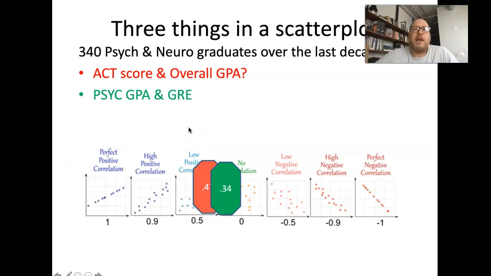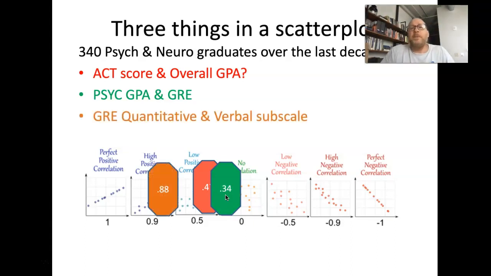Psych GPA and the GRE. So if I calculate our majors' GPA in the psychology major, so it's not neuroscience majors, just psych majors, and predict their GRE score, it's a 0.34. So those two things are correlated as well.